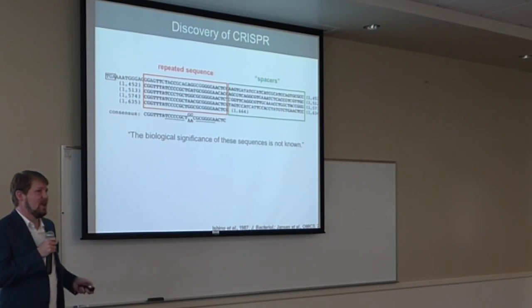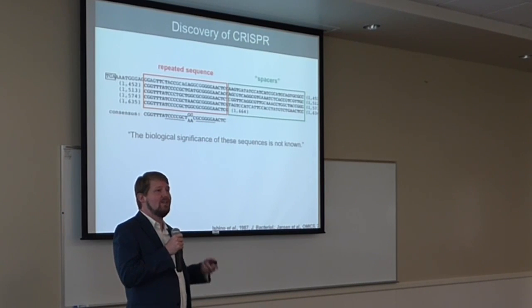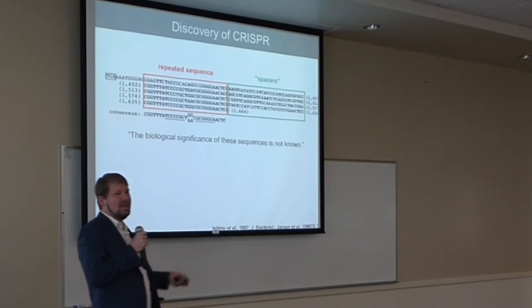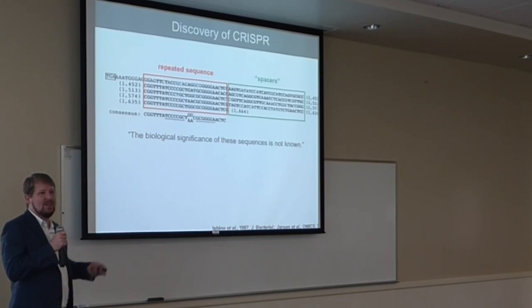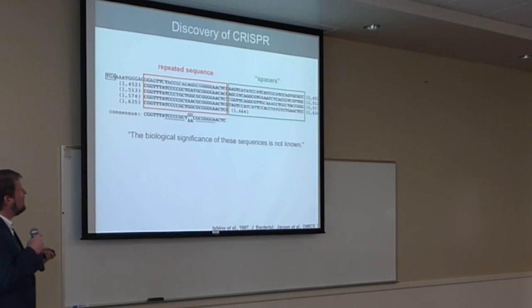And this is actually really strange because bacteria grow very fast and they evolve quickly. So having this kind of repeated DNA sequence in the genome was unexpected. Usually bacteria get rid of these repeated sequences. And then they looked at this and they were like, oh, well, we found this potentially cool thing, but we have no idea what the biology is.